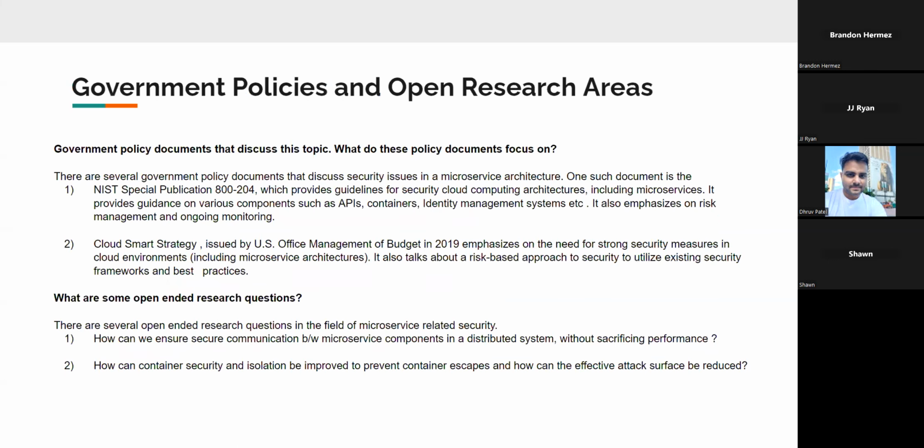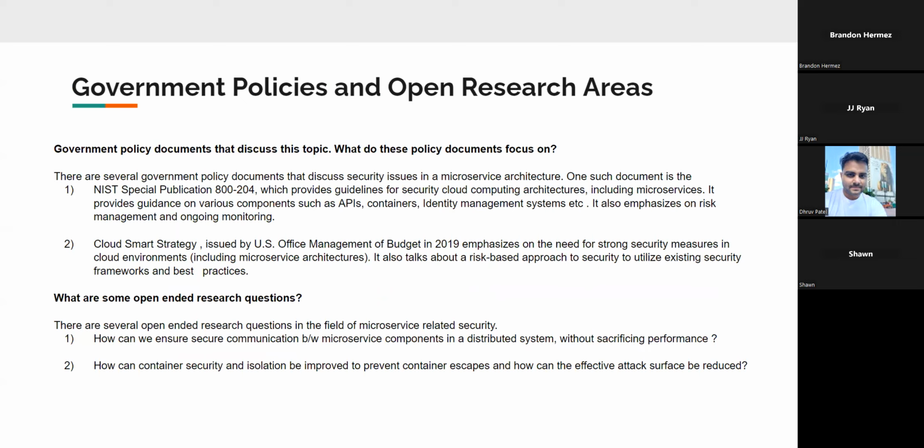Next slide, please. Next, we discuss the government policies and open research areas. So, government policy documents that discuss this topic. There are several government policy documents that discuss security issues in microservice architectures. One such document is the NIST Special Publication 800-204, which provides guidelines for securing cloud computing architectures, including microservices. It provides guidance on various components such as APIs, containers, identity management systems, etc. It also emphasizes risk management and ongoing monitoring.